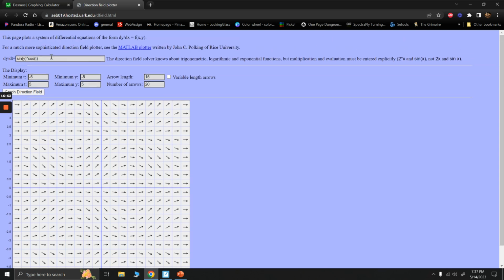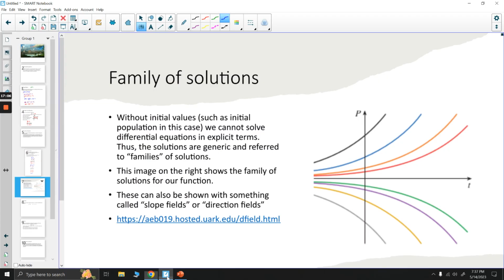If we follow this page here, you can mess around with all kinds of different differential equations, dy dt is equal to something, and we can get a bunch of different direction fields or slope fields from it. But again, it all just depends on what your initial amount is.